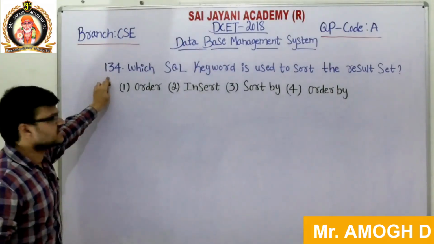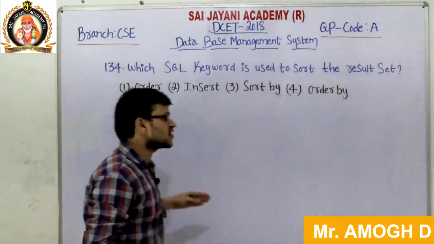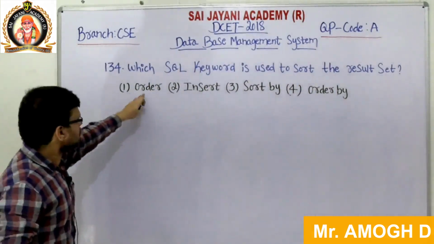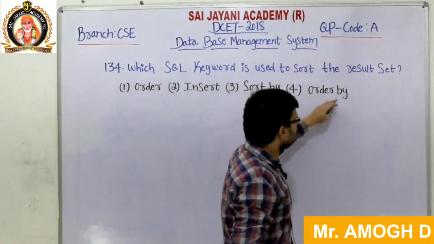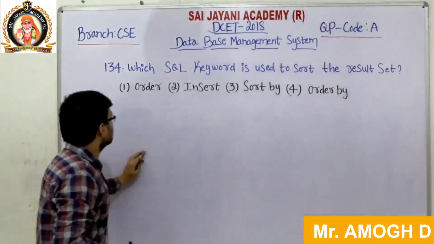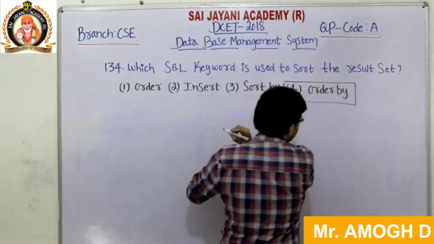Question number 134. Which SQL keyword is used to sort the result set? We have four options. The first option is order, the second one is insert, the third one is sort by, and the fourth option is order by. For question number 134, the fourth option, order by, is the right answer.